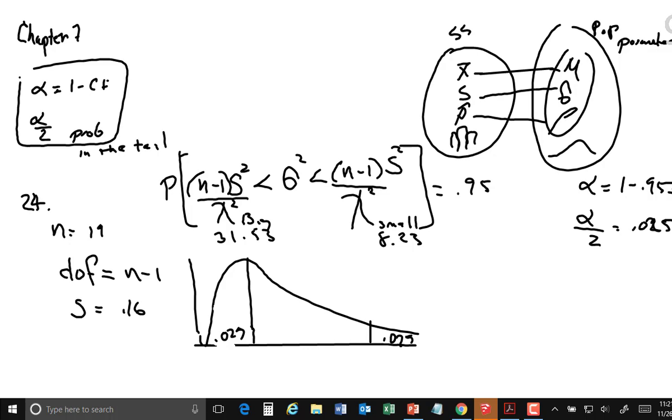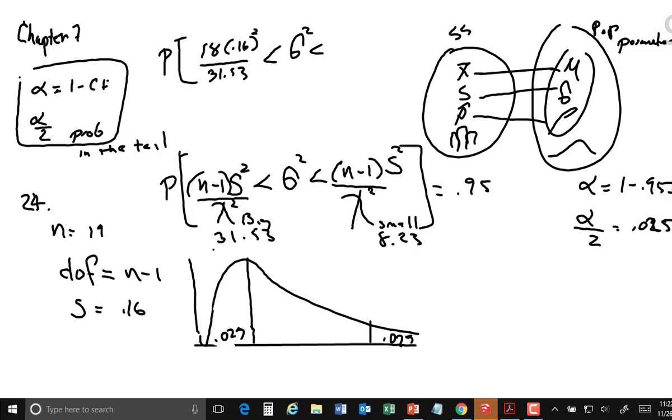So in order to calculate it, we now have the bigger number here and the smaller number here, which will change the value here. This is going to be a smaller number than this number, because this is a bigger chi-square. So what you're actually going to be calculating is the interval: 18 times 0.16 squared, over 31.53, is less than sigma squared, which is less than the same with N minus 1 over the smaller chi-square.